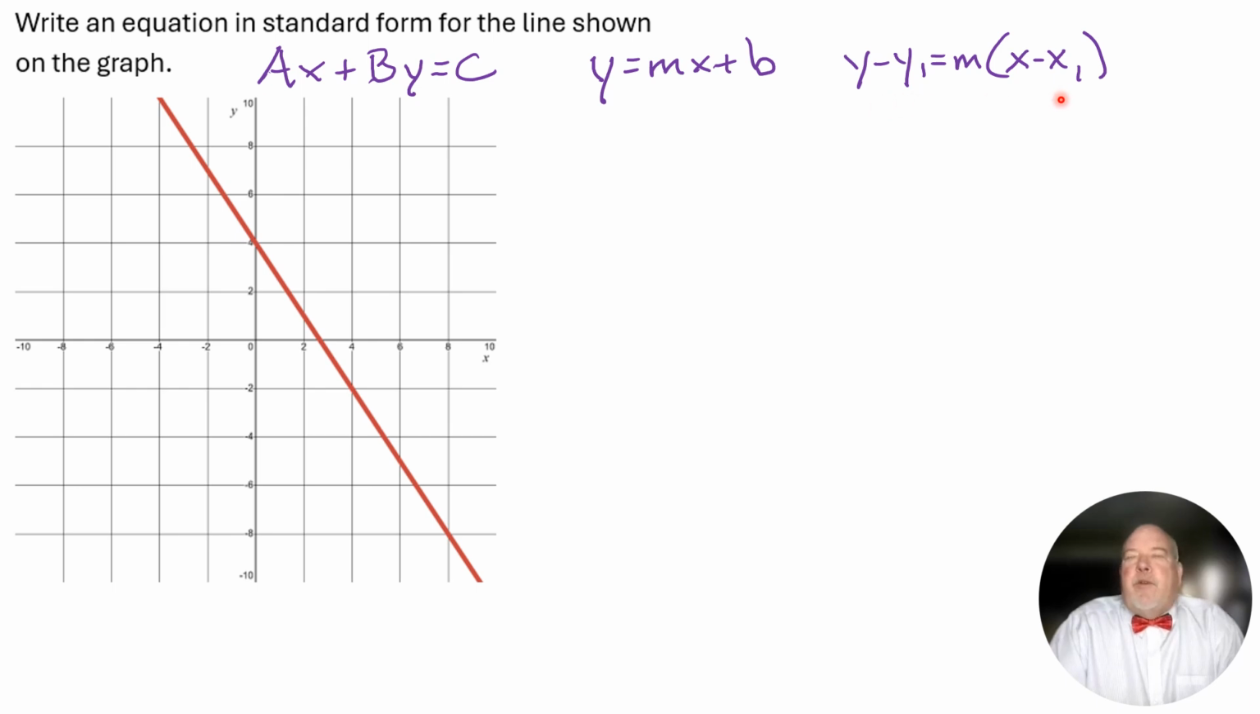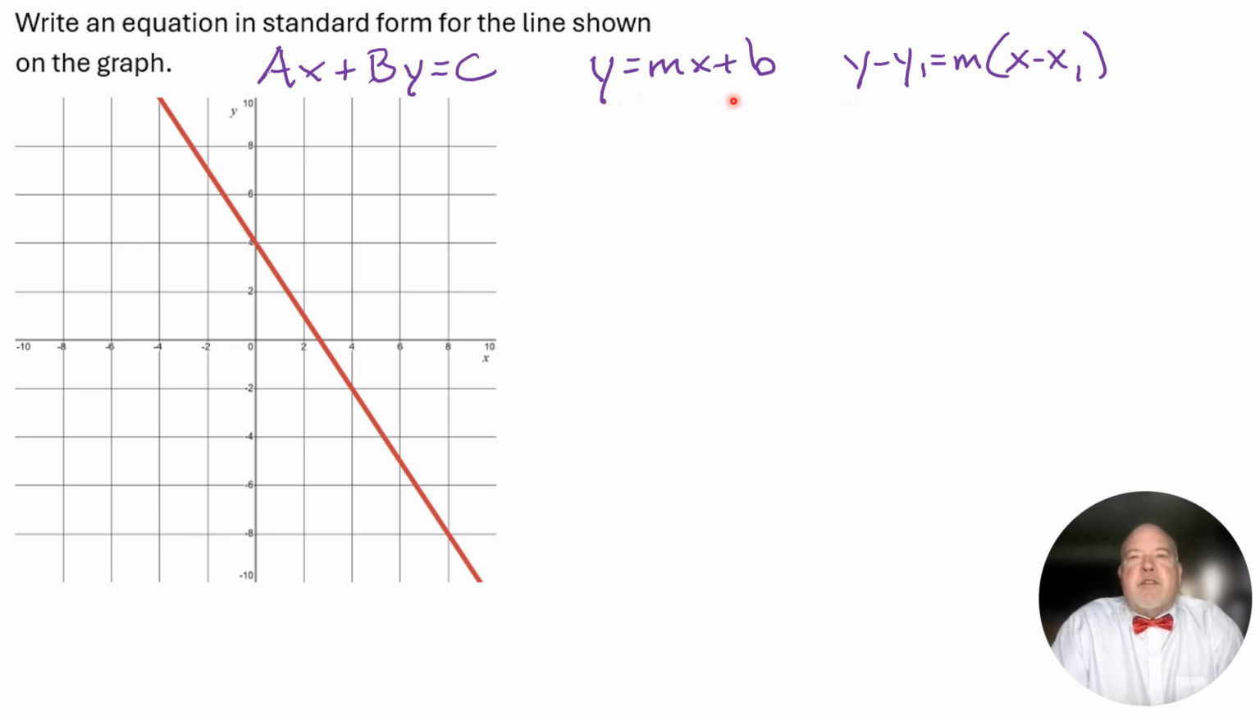In point-slope form, you just need a point on the line. That's the x1 and the y1. We could pick any point on this line. We could even use the y-intercept, or this point here or that point there. And then the m again is the slope. So you can write it in either slope-intercept form or point-slope form, and then convert into standard form. But you're going to have to write it in one of these two forms.